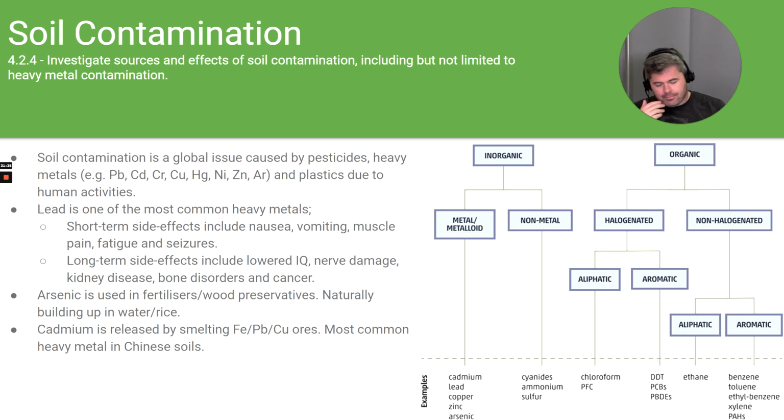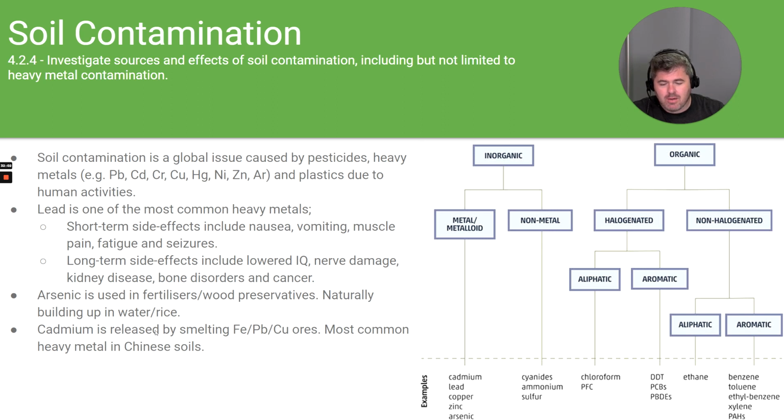Now, luckily, we don't use a lot of lead in pipes anymore. Instead, we use PVC piping, we use copper piping, we use other insulative materials that don't wear off as easily as water flows through them. Arsenic is used in fertilizers and wood preservatives. Now, naturally, it can build up in water and rice paddies, and arsenic is incredibly toxic to the human body. You'd want to avoid it at all costs if you can.